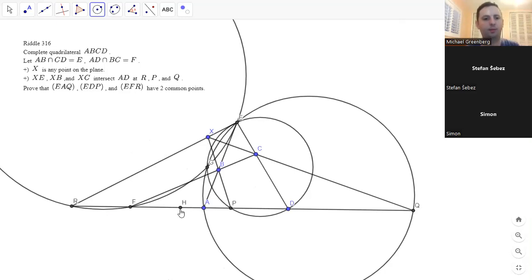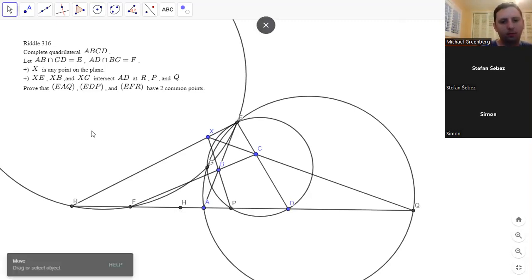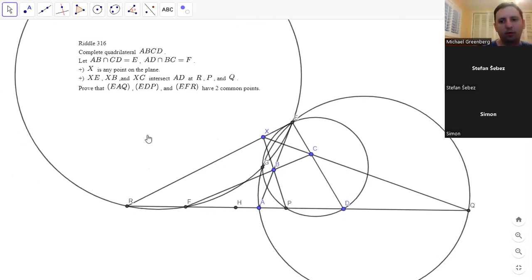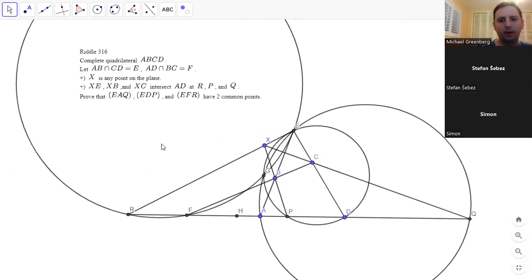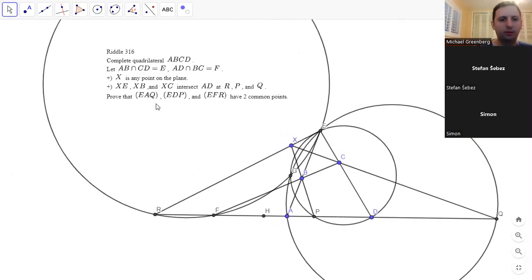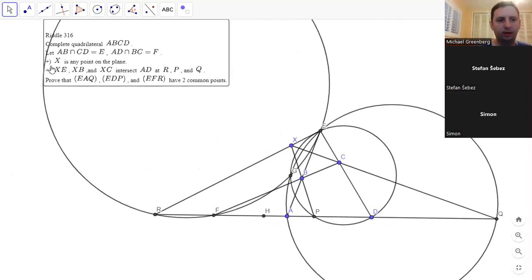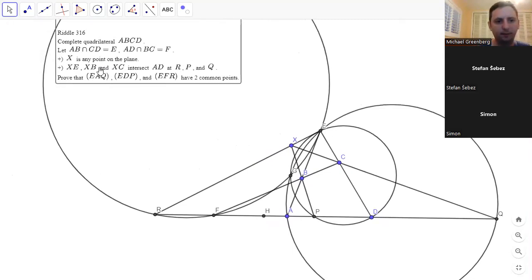Or H would have the same power with respect to all three. So it would lie on the radical axis of all three. Okay. Yeah. So basically, as long as we're just working in two-dimensional Euclidean geometry, DDIT says that there would always be an inversion, like swapping.